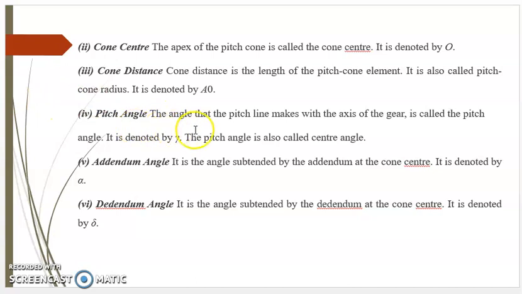Pitch angle. The angle that the pitch line makes with the axis of the gear is called the pitch angle. It is denoted by letter gamma. The pitch angle is also called center angle. Addendum angle. It is the angle subtended by the addendum at the cone center. It is denoted by alpha. Dedendum angle. It is the angle subtended by the dedendum at the cone center. It is denoted by delta.